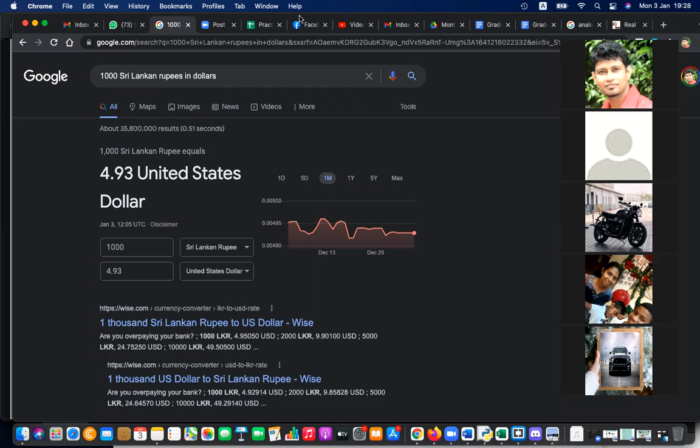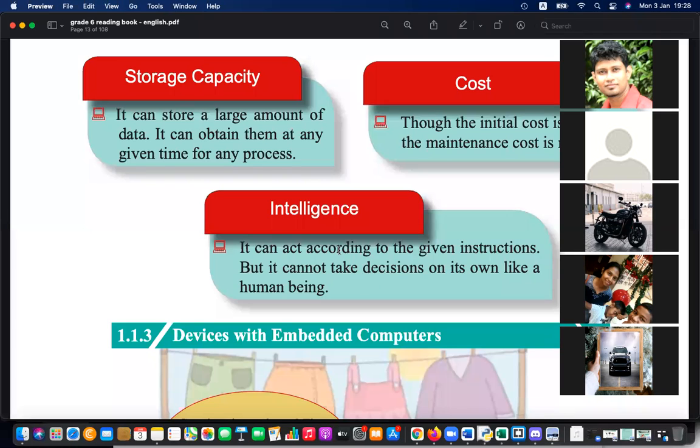So that is another AI application. Artificial intelligence. So it is intelligence. That's what I want to show.